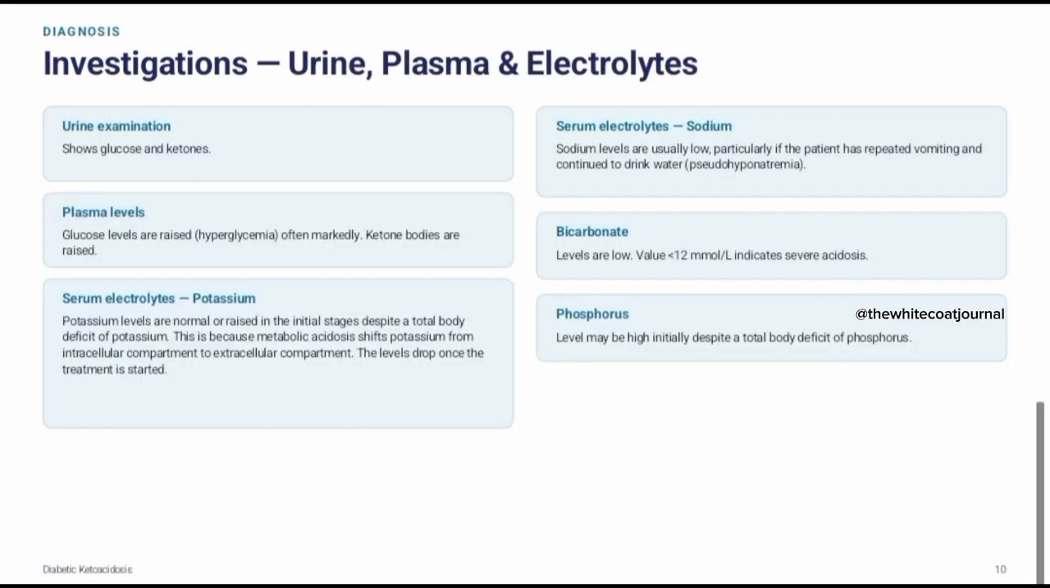The patient with DKA has usually lost a large amount of potassium through urine, osmotic diuresis, and vomiting. Therefore, the total body potassium is depleted. However, when the patient first presents, serum potassium may be normal or even elevated. Why? Because insulin deficiency and acidosis cause potassium to move from inside the cell to the bloodstream. Therefore, serum potassium may be high even though total body potassium is low.